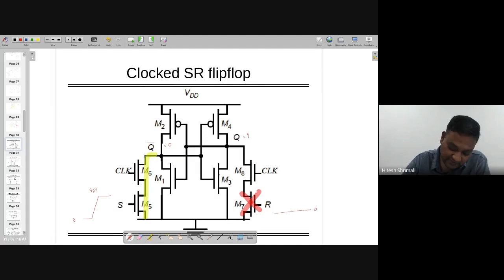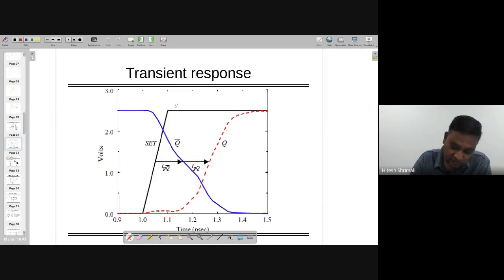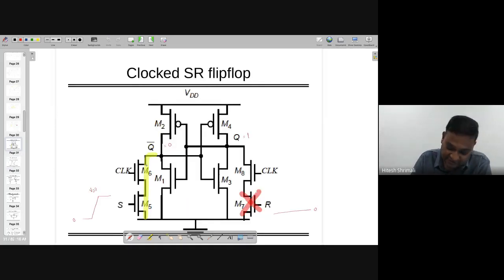So this value Q bar, let's assume that Q bar was at VDD so that you can see the transition. Q bar was at the earlier time, at the initial condition, at VDD. Q bar is at VDD initially, right? And similarly, Q is at 0 initially.